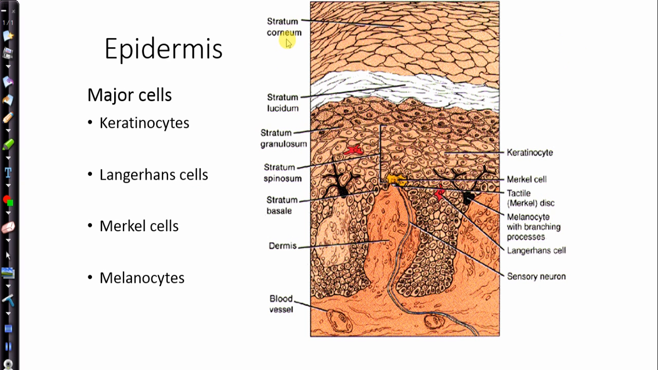We'll talk about these layers in a moment. Wherever you see strata, strata means layer. We'll talk about the layers here in just a moment. But first, let's talk about the major cells that we find in the epidermis itself. And I just want to go through and give you some highlights on each of these so that you're clear on what they are doing, why they're there.